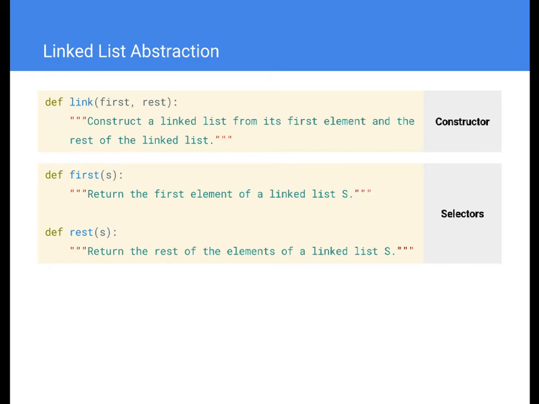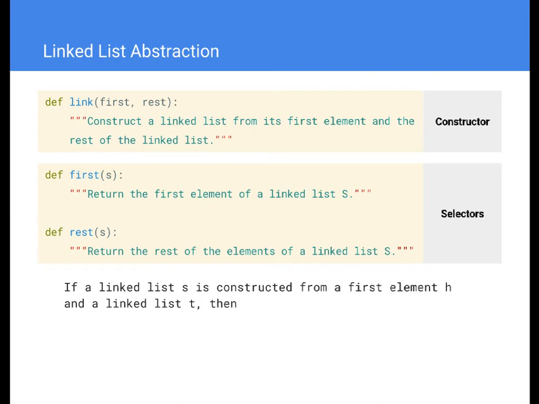And so if a linked list s is constructed from a first element h and a linked list t, then first of s should return that h. This is kind of like by contract. This is how it behaves. First of s returns that h, which is an element of the sequence, and rest of s returns t, which is a linked list. And so to get the next element, we would say first of rest of s, like I demoed earlier.